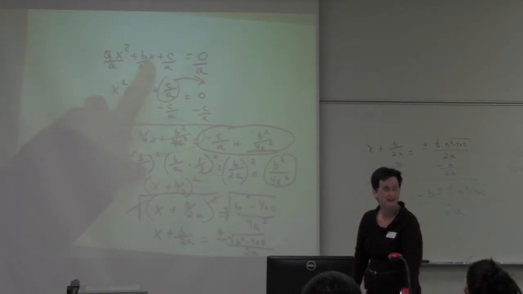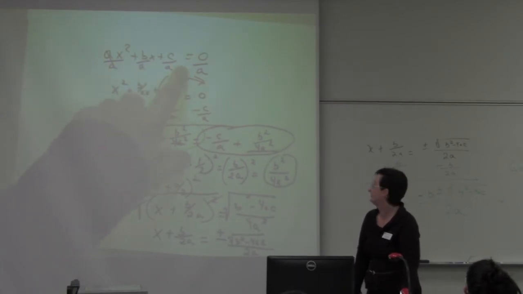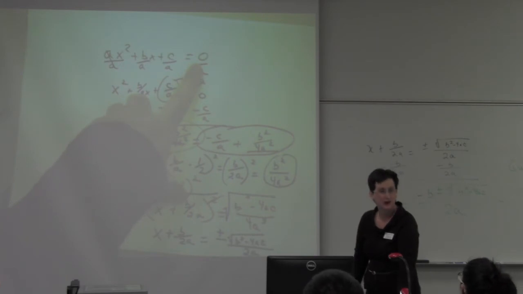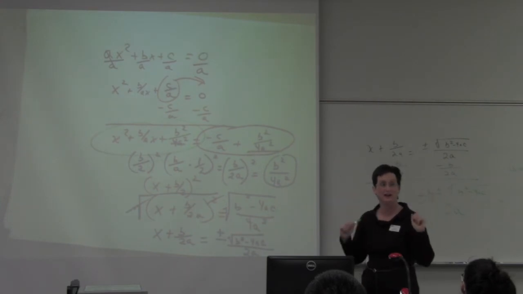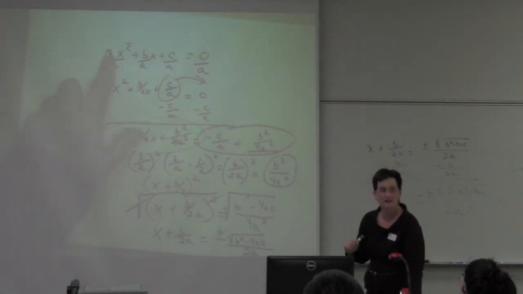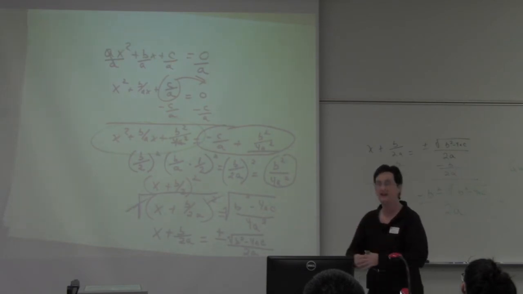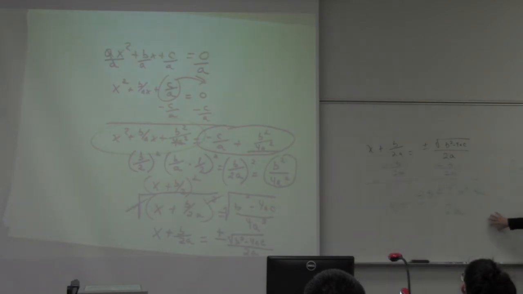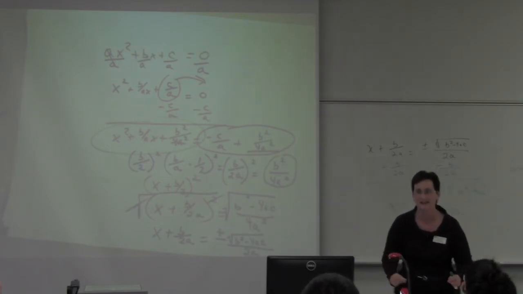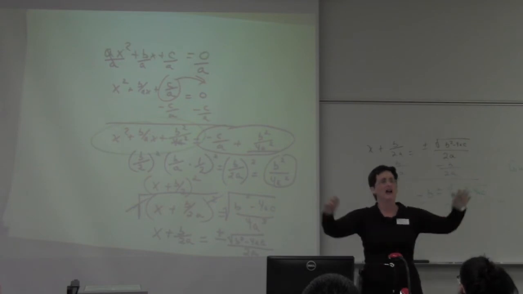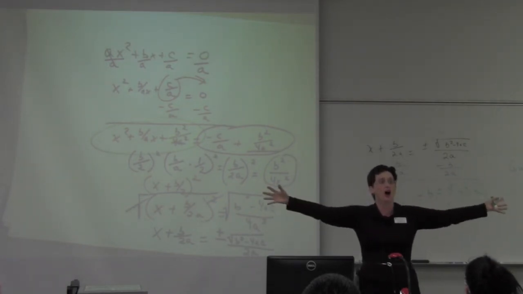Ax squared plus bx plus c equals 0. We started with a generic quadratic. A can be anything, B can be anything, C can be anything. And we completed the square, which means we solved it. We solved that, and we got this. So what is this? The quadratic formula is the answer to every quadratic in the world.